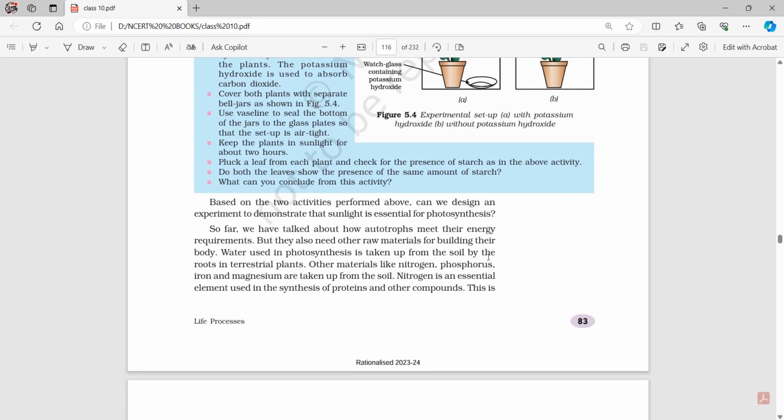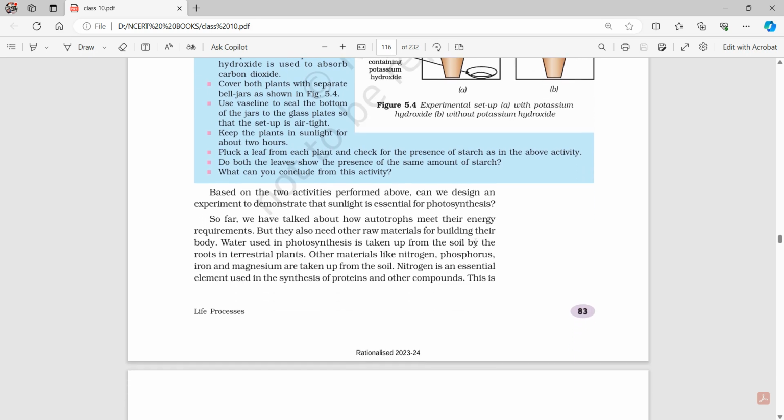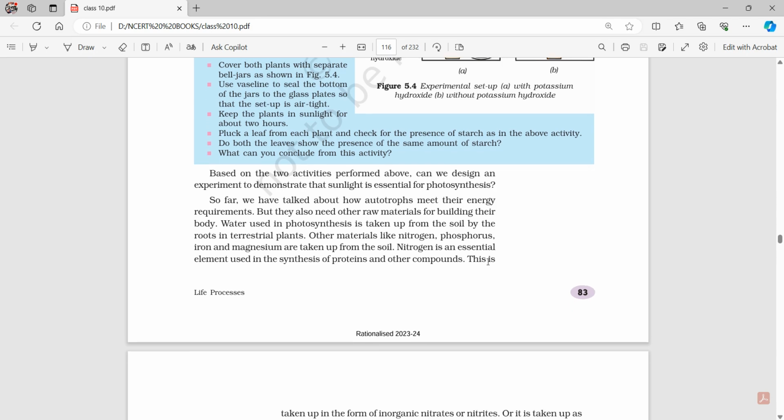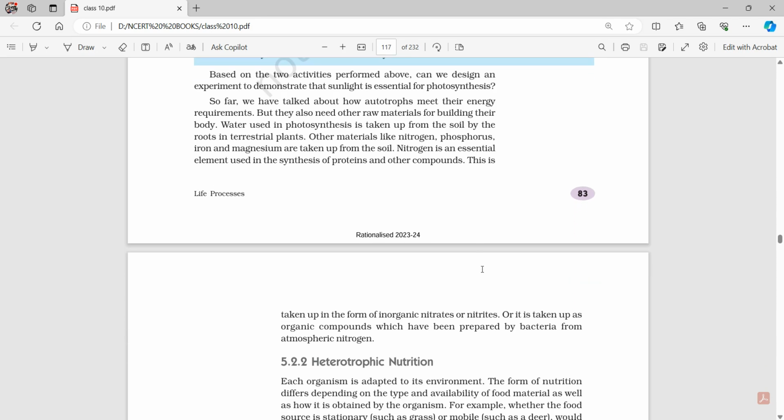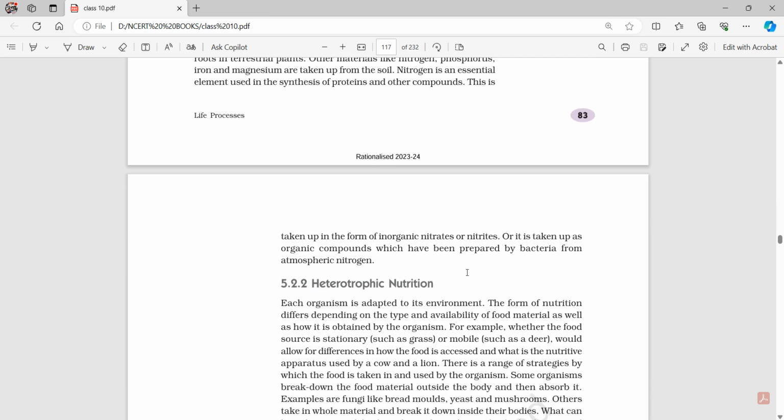So far, we have talked about how autotrophs meet their energy requirement, but they also need other raw materials for building their body. Water used in photosynthesis is taken up from the soil by the roots in the terrestrial plants. Other materials like nitrogen, phosphorus, iron, and magnesium are taken up from the soil. Nitrogen is an essential element used in the synthesis of protein and other compounds. This is taken up in the form of inorganic nitrates or nitrites, or it is taken up as organic compounds which have been prepared by bacteria from atmospheric nitrogen.